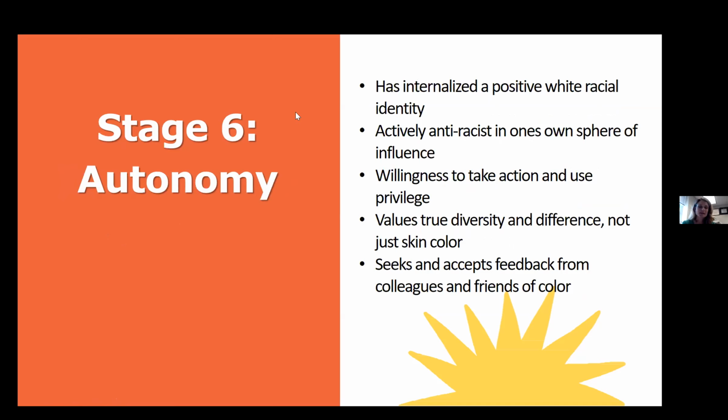So you can have influence within your sphere of influence. Sometimes I'll say stage 6 is more about walking the walk, whereas stage 5 is more about talking the talk, where you're really just on fire for social justice. In stage 6, it's probably more about taking actions, being willing to use your privilege, and really valuing true diversity and difference, not just thinking about skin color, but being interested in cultural differences and open to that. And also seeking and accepting feedback from colleagues and friends of color.